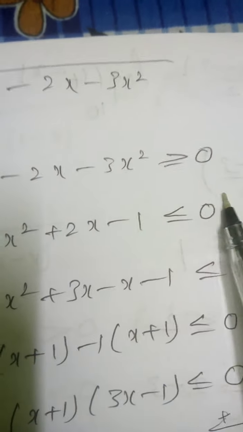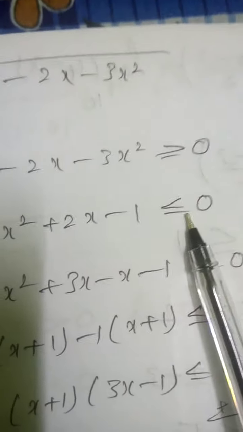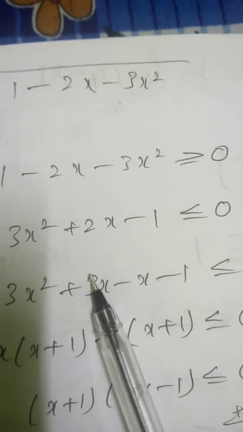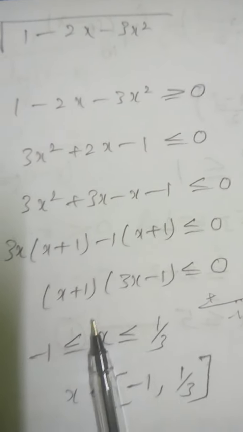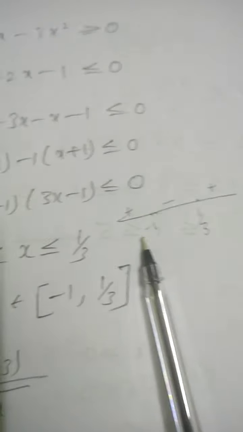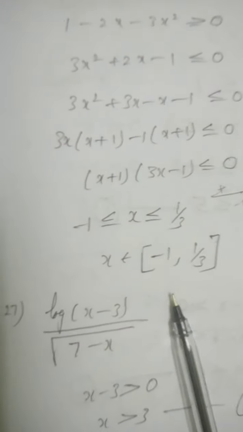Next is under root 1 minus 2x minus 3x square. So 1 minus 2x minus 3x square is greater than or equal to 0. I'll change the sign. 3x square plus 2x minus 1 less than or equal to 0. So 3x square plus, factorize it, 3 1s are 3, 3x minus x minus 1. 3x into x plus 1 minus 1 into x plus 1. So x plus 1 into 3x minus 1 less than or equal to 0. So if we draw a number line, it is minus 1 and 1 by 3, plus minus plus. Less than means it lies between minus 1 and 1 by 3. So x belongs to minus 1 comma 1 by 3.